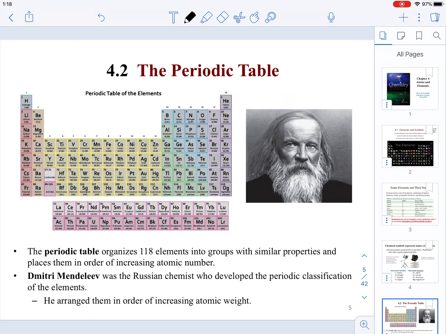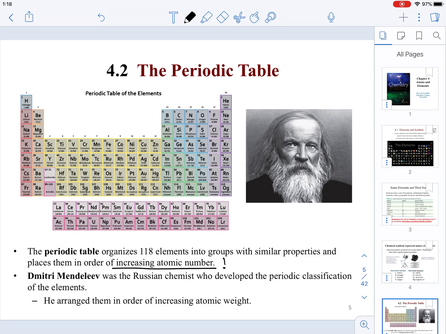Let's now discuss more in depth the periodic table and the information that we can find in it. The periodic table that you see to the left of this slide represents the 118 elements that we know to date. The periodic table currently organizes those 118 elements into groups that contain similar properties and places them in order of increasing atomic number. So that's how it's organized now.